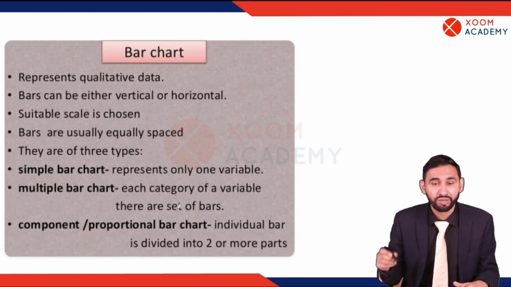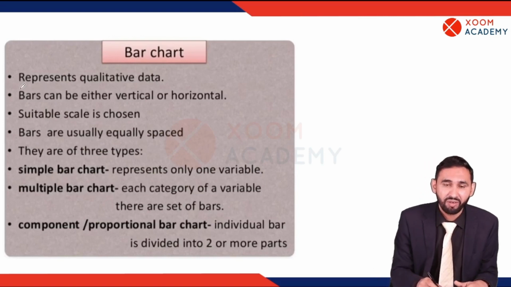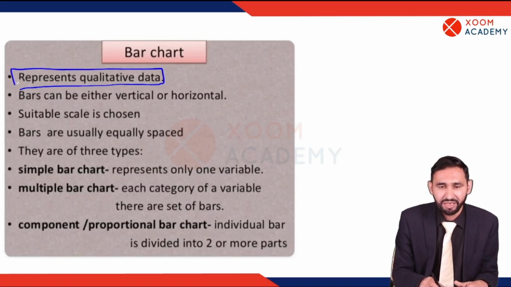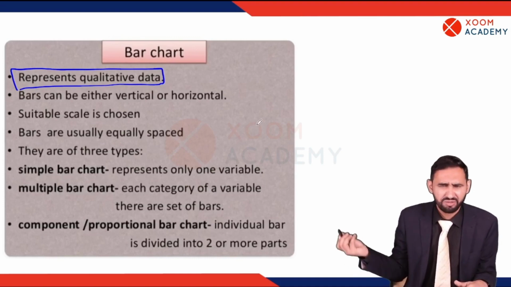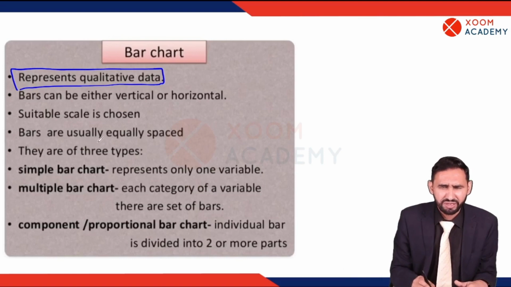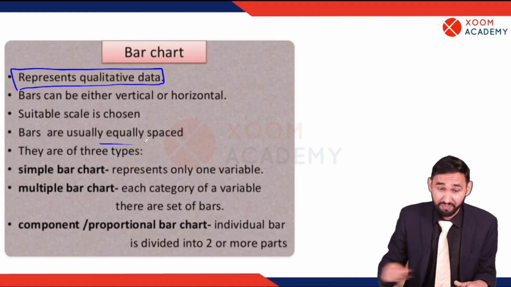Bar chart shows, or represents, qualitative data. This is a common MCQ question: what does a bar chart represent? A bar chart is used to represent qualitative data. Bars can be vertical or horizontal. A suitable scale is chosen, and bars are usually equally spaced. Yes, you should have a space.